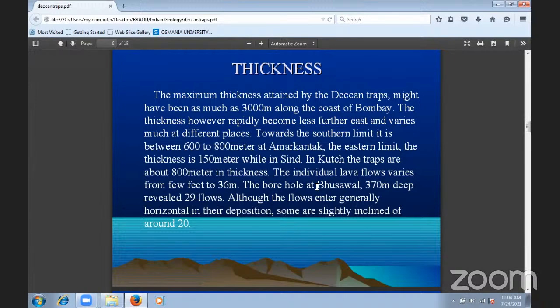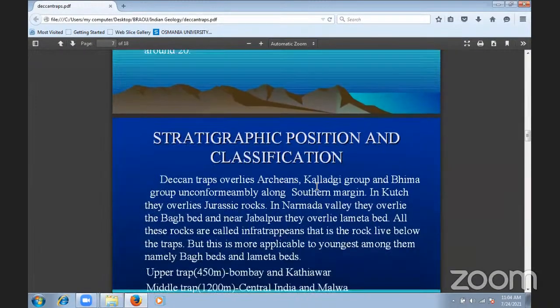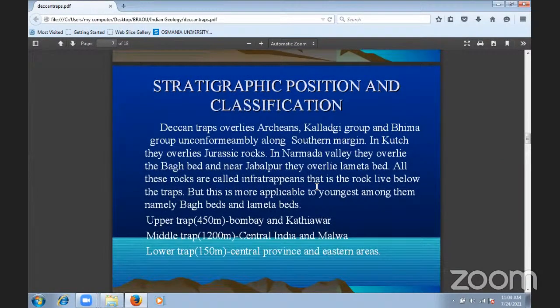A borehole drilled at Bhusawal up to 370 meters deep revealed 29 flows. They are generally horizontal in their deposition, and some are very slightly inclined, about 20 degrees. Now, the stratigraphic classification: Deccan traps overlie the Archean Kaladgi group and Bhima group, with an unconformity along the southern margin.